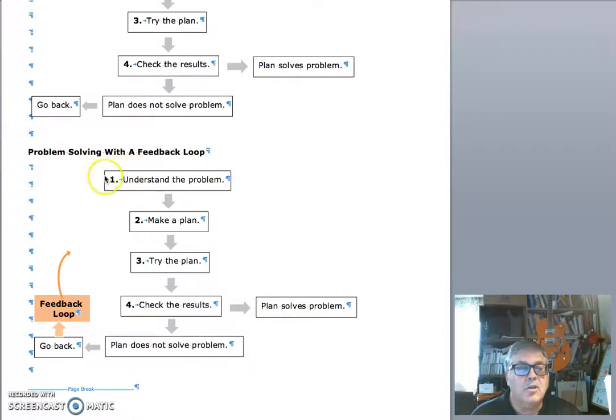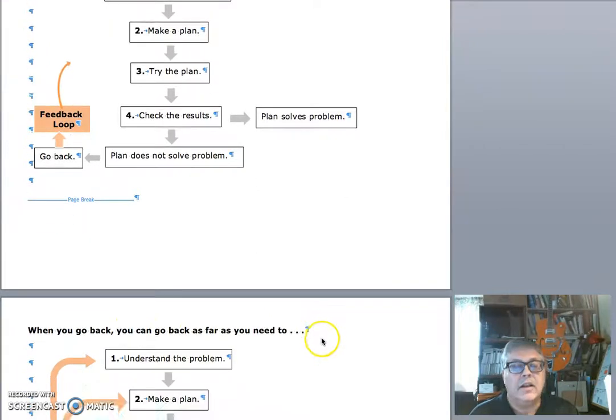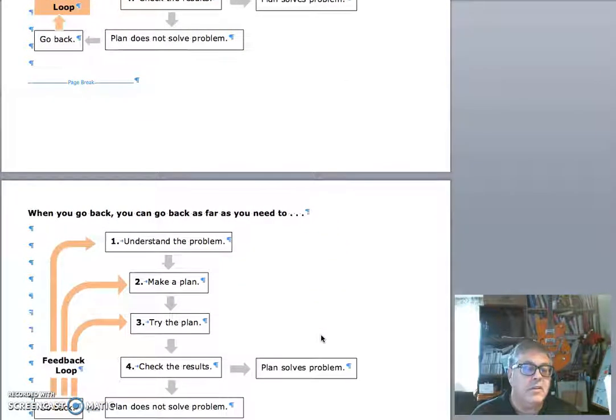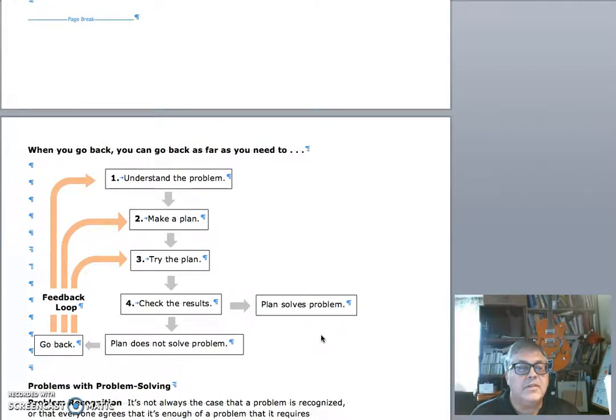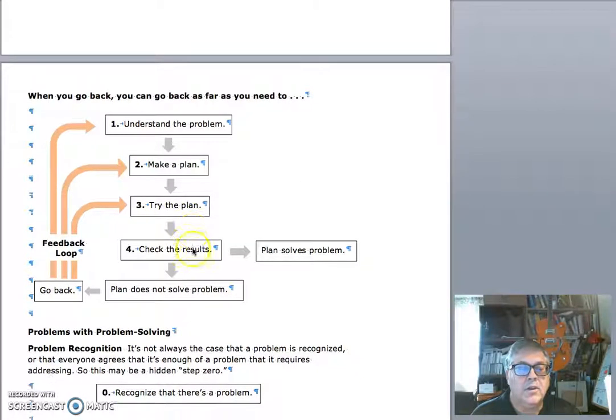Okay, so you go through a full problem-solving plan, you check the results, the plan didn't solve the problem, you go back, and now you're into the feedback loop. Okay, the self-correction mechanism that we always look at in class to make things better and figure out some more. Now, if we do that, that feedback loop can go back to any one of the previous steps. In other words, if you check your results and the plan doesn't solve the problem, you go back. Well, where do you go back? Should I go back to step 3? Should I go back to step 2? Should I go back to step 1? So let's take a look at that.